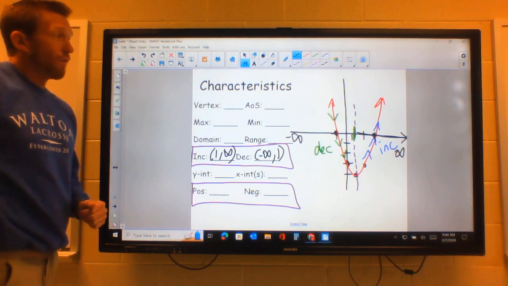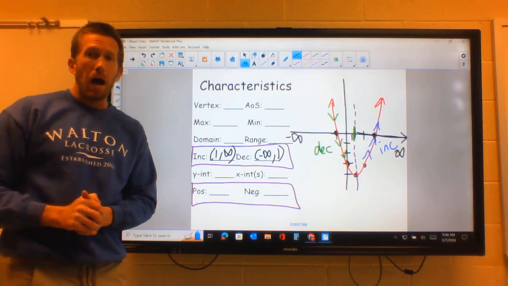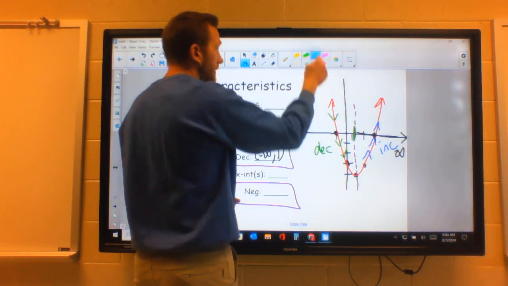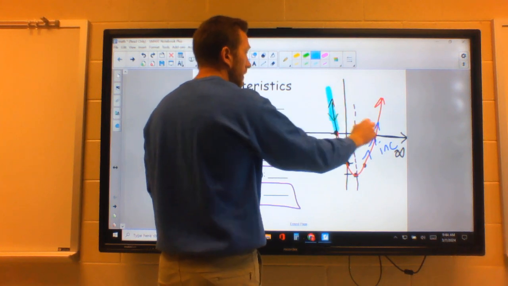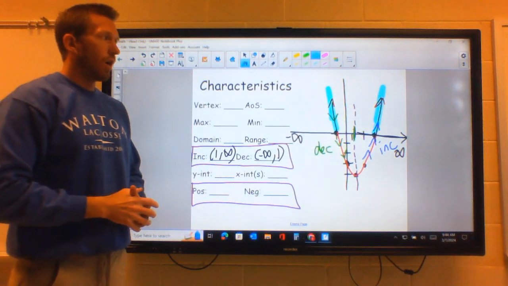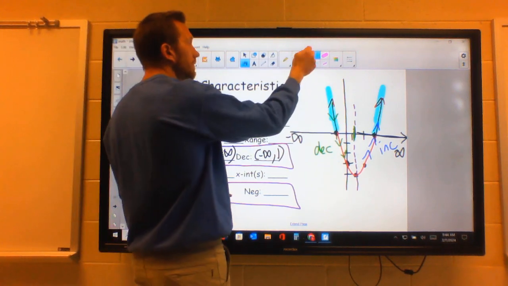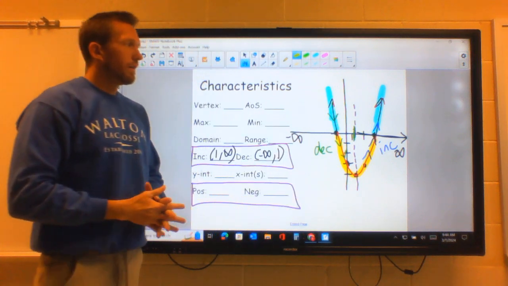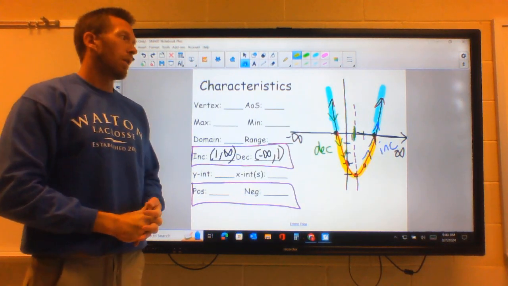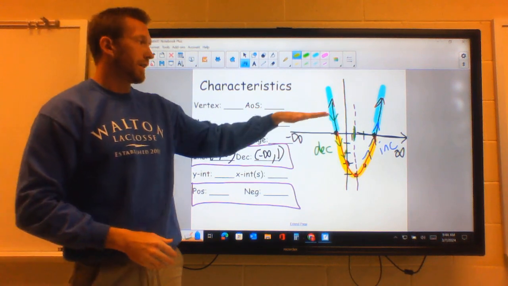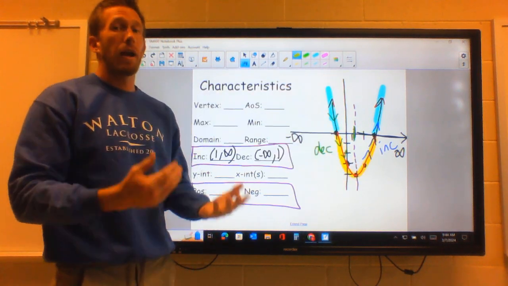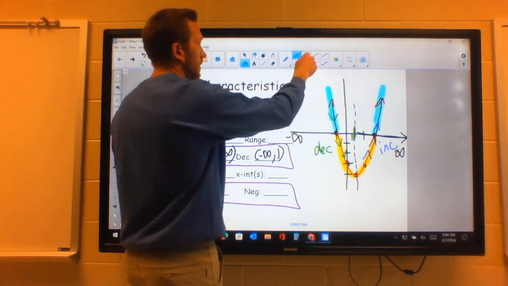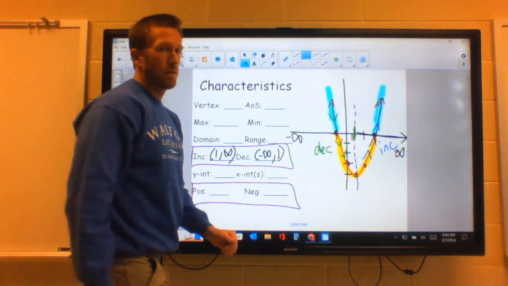The final thing we want to look at now is our positive and negative intervals. I'm just going to use a highlighter to track that. I'm going to use blue for positive. Our positive intervals are above the x-axis. We'll use yellow for negative. Our negative values are below the x-axis. And these are just heights. These are positive heights, these are negative heights. But our answer, once again, is just going to deal with x values.